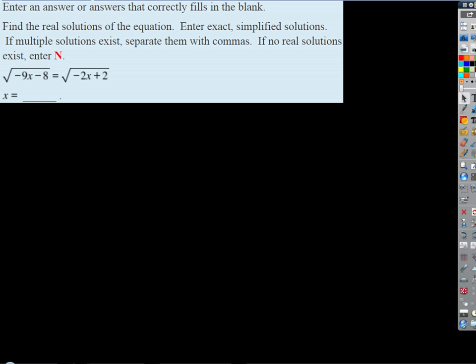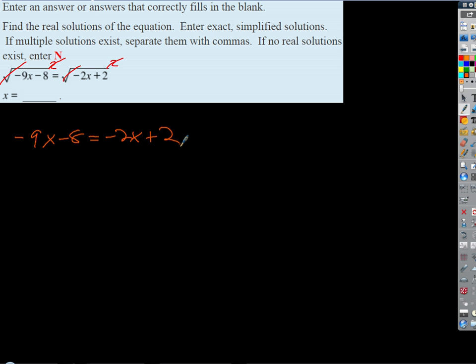Okay. Moving on, another one here. This one looks a little harder, but it really isn't because in this problem I've actually got square roots on both sides of an equation, and so therefore they're both isolated. And so if I square both sides of this equation, it's going to cancel both of those square roots. And so we end up with negative 9x minus 8 equals negative 2x plus 2.